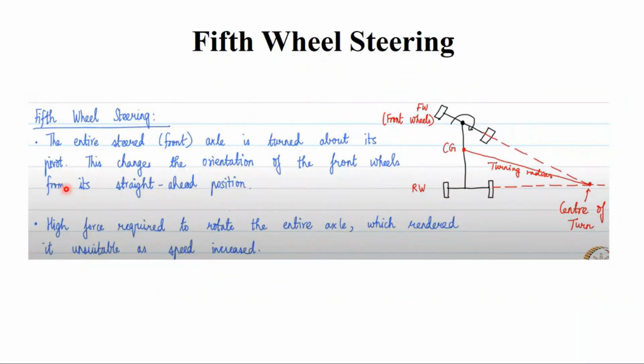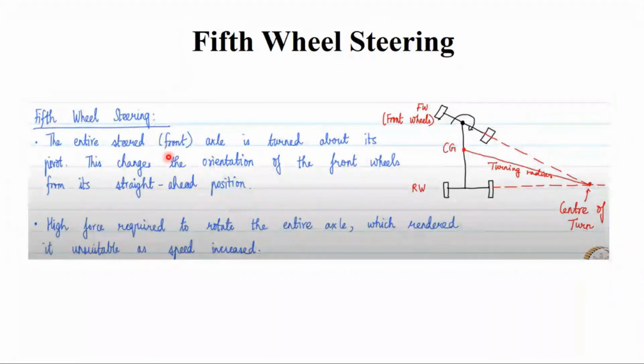Now let us see the fifth wheel steering. For example, you see here, when the entire vehicle is turned to the right or left. When you turn the vehicle to the left, what will happen? The center of turn and the turning radius will shift towards the left direction. Now it is in the right direction, so it will get shifted to the left direction. Now here, when the vehicle is steering in the right direction, what happens?